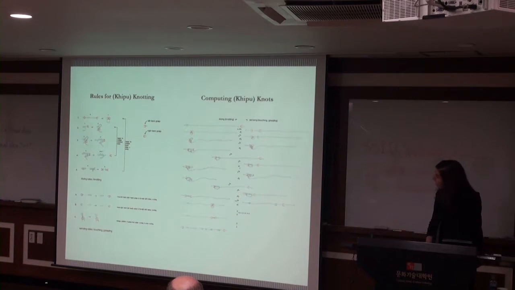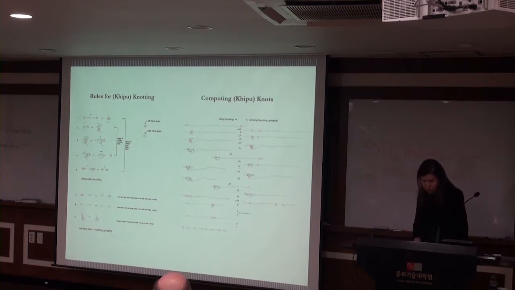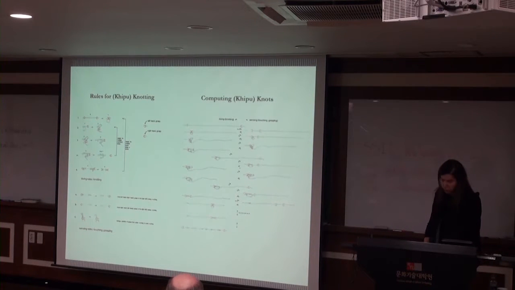Doing rules for knotting and sensing rules for touching or grasping strings. Sorry, the rules are on the left. The computation with the rules are on the right. And I apologize for the fuzziness of the drawing. So the computation shows a step-by-step calculation, the physical making of a knotted string.